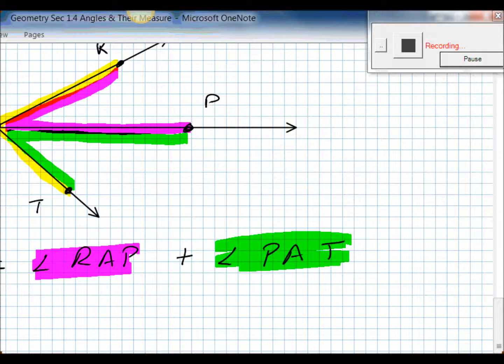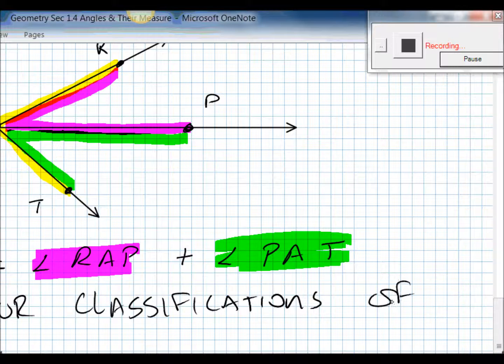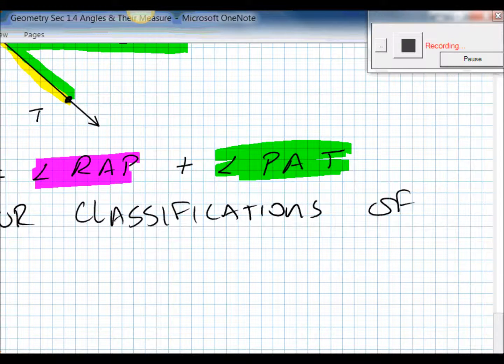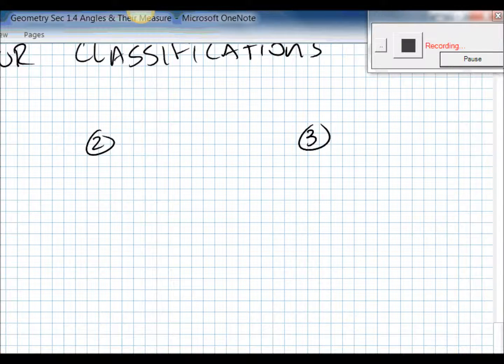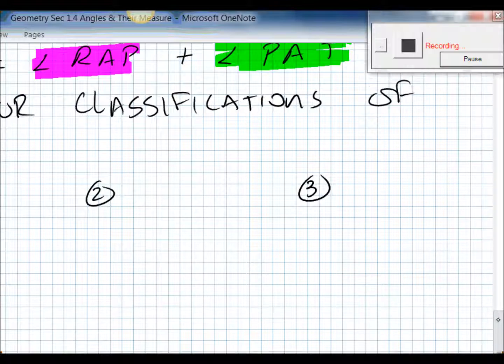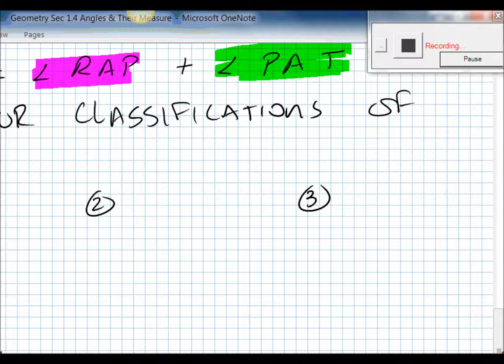There are 4 major classifications of angles. Alright. 1, 2, 3, and 4. Four major classifications of angles. Okay. And they are this. I'll give them to you in words first.